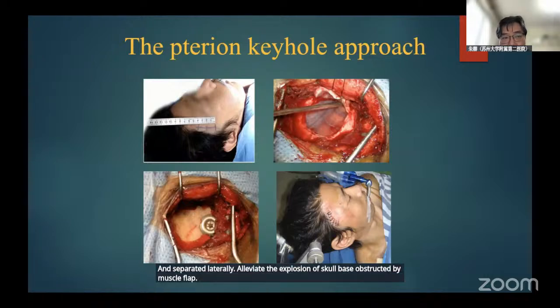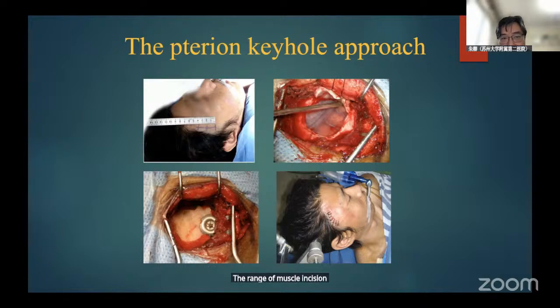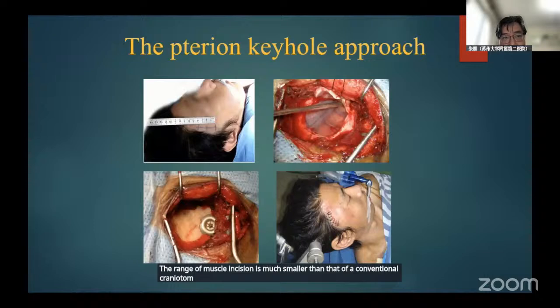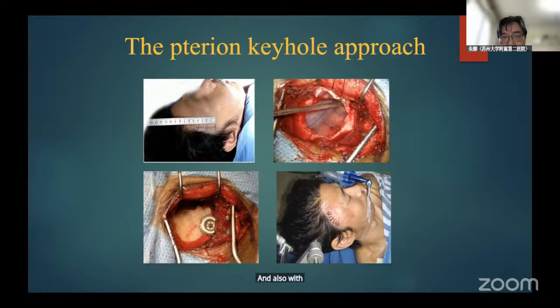The range of muscle incision is much smaller than that of conventional craniotomy, and no temporal muscle atrophy was observed after surgery in our case series, with minimal impact on appearance. At last, the bone flap was fixed and the skin incision was closed.